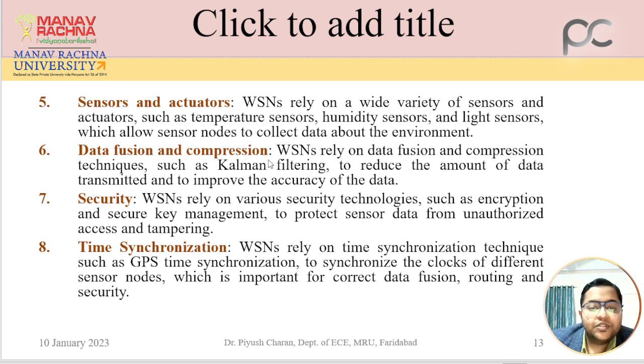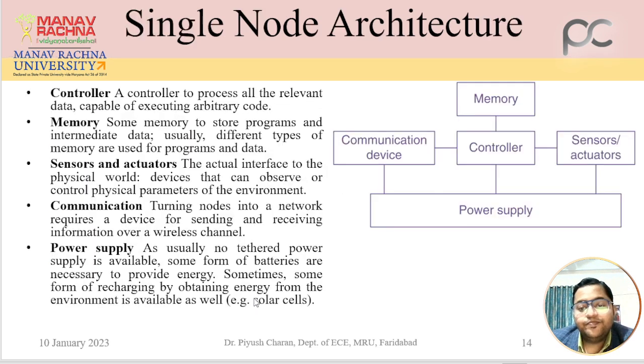Data fusion and compression. WSNs rely on data fusion and compression techniques such as Kalman filtering to reduce the amount of data transmitted and to improve the accuracy of the data. Security. WSNs rely on various security technologies such as encryption and secure key management to protect sensor data from unauthorized access and tampering. Then there is time synchronization. WSNs rely on time synchronization techniques such as GPS time synchronization to synchronize the clocks of different sensor nodes, which is important for correct data fusion, routing, and security.